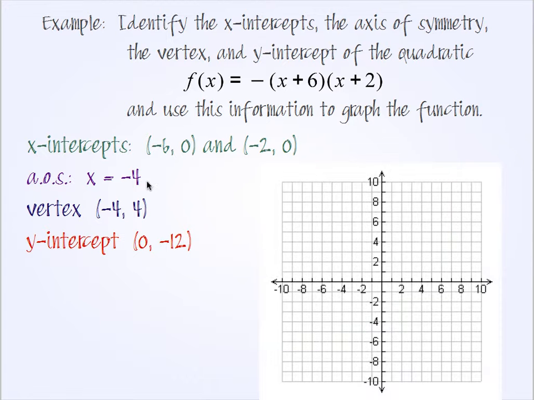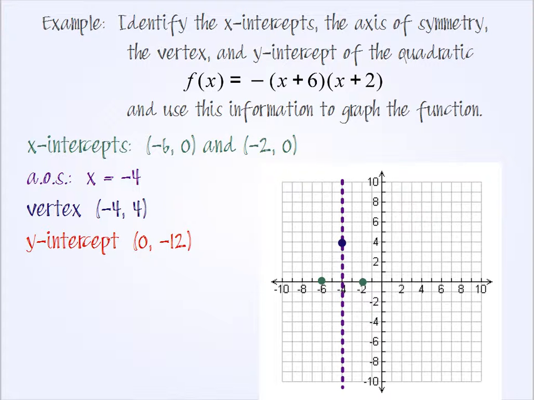We're going to start with the axis of symmetry. That's a good place to start. Oh wait, I started with the x-intercepts. Sorry about that. X-intercepts are at -6, 0 and -2, 0. Our axis of symmetry is halfway in between at x equals -4. I'm going to put the vertex on that line at -4, 4.